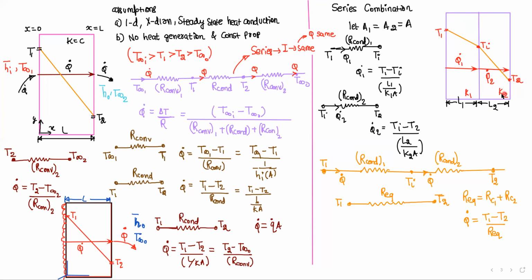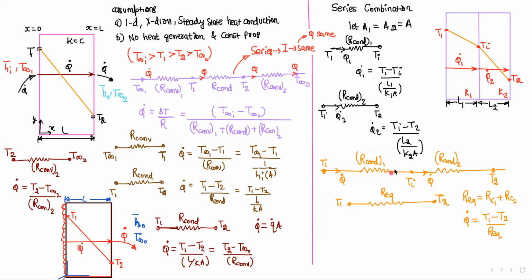As thermal conductivity is different, the temperature slope will be different and heat transfer will be different. Okay, Q1 is different from Q2. So this is temperature T1, Q1, or conduction 1, T1. T1 is the interface temperature of both the walls. We can write Q1 as this. Again drawing T1, R conduction 2, T2, Q dot 2. Q dot 2 we can write as T1 minus T2 by L2 by K2A. Very easy.